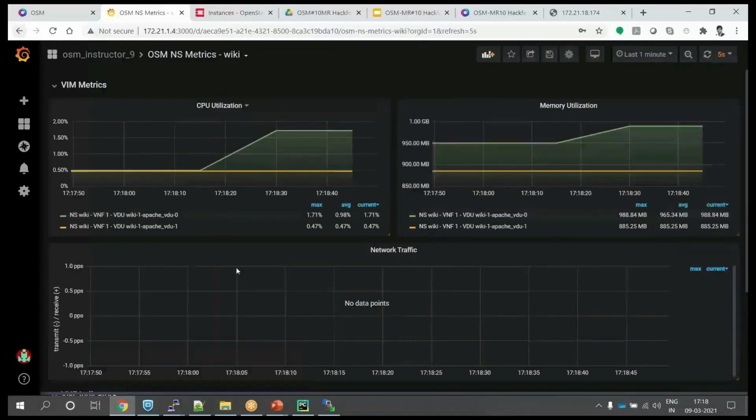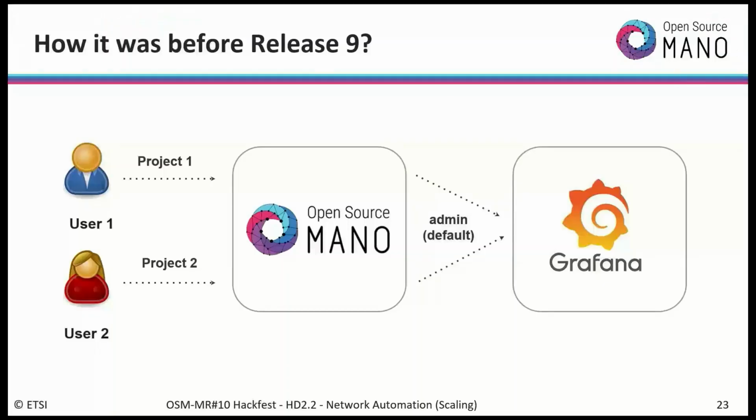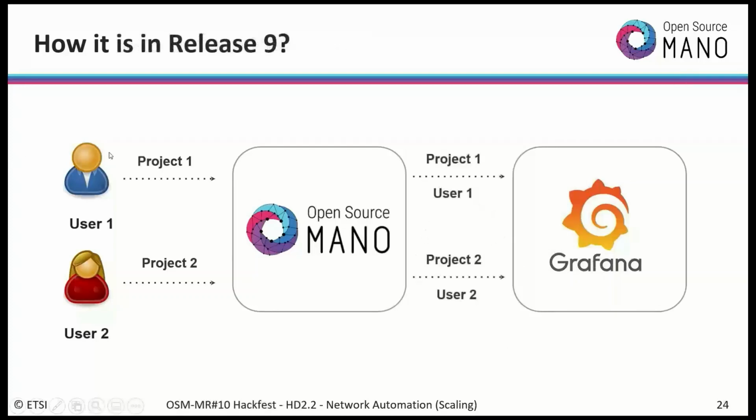So this is what you are seeing here. Before release 9, it was only through admin that you had to log into Grafana, and everybody's dashboard was in one space. Now in release 9, what has happened is the same credentials are passed to Grafana. That means the same username is also available in Grafana, so you can use your own credentials to see your dashboards in Grafana.